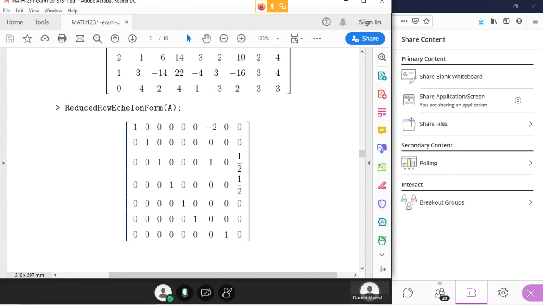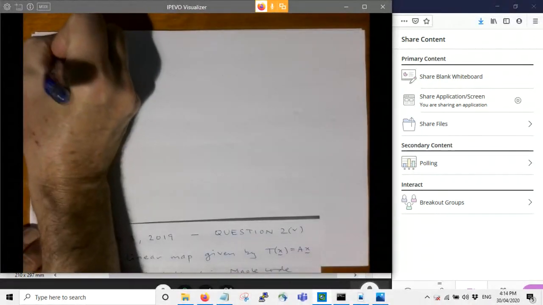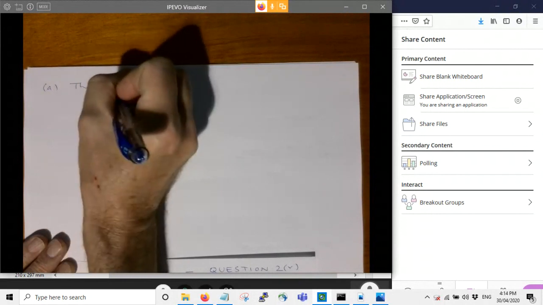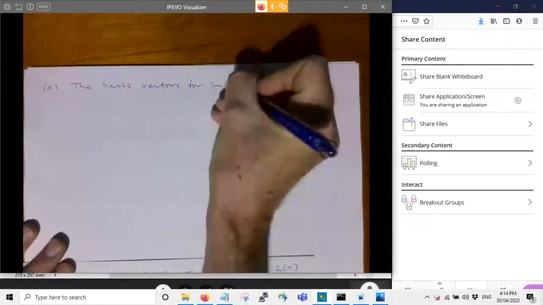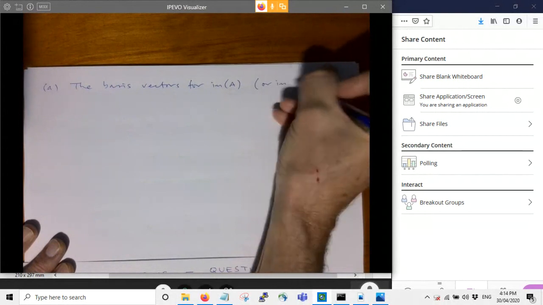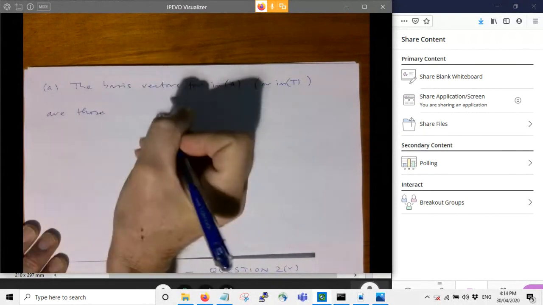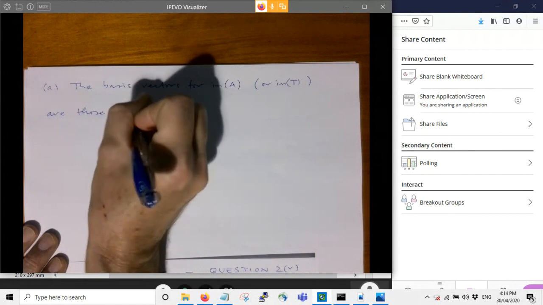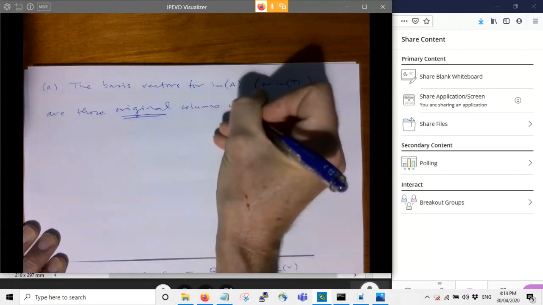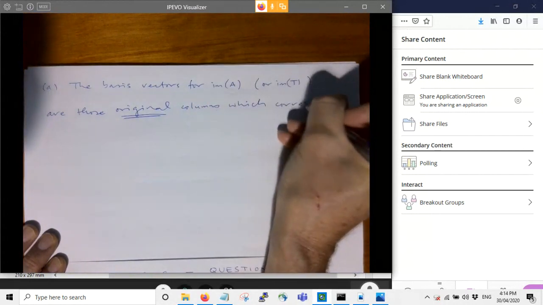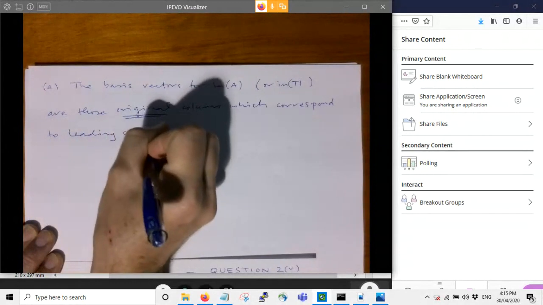Okay, so let's write that down again. For part A, the basis vectors for the image of A, or image of T, if T of X equals AX, it's the same thing, are those original columns. Let's emphasize this because this is one thing that people sometimes get wrong: the original columns, not the row-reduced columns, which correspond to leading columns in an echelon form for A.